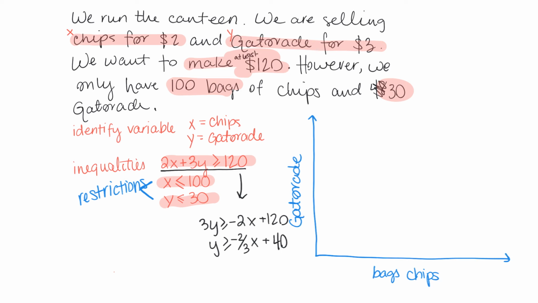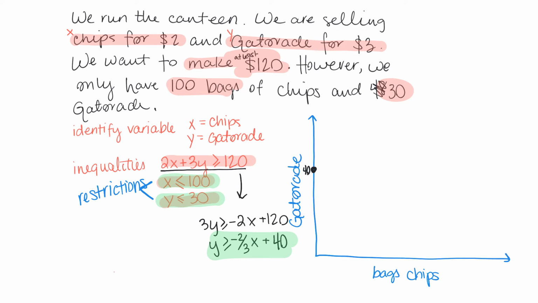Okay, so now, just to be clear, there's 3 things we're graphing. We're graphing this, and we're graphing this. We are going to shade them all. Let's start with y is greater than or equal to negative 2/3 x plus 40. So I'm going to come up here to 40, and I don't have a real graph, so I'm just making up a graph, but I'm going to label the important parts.